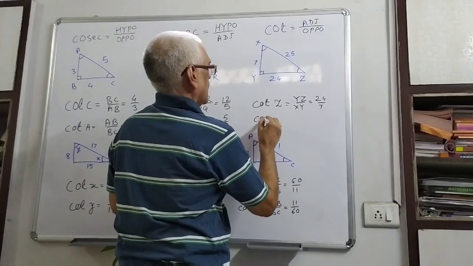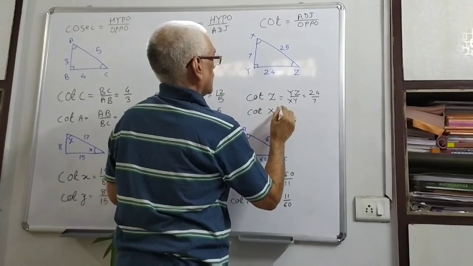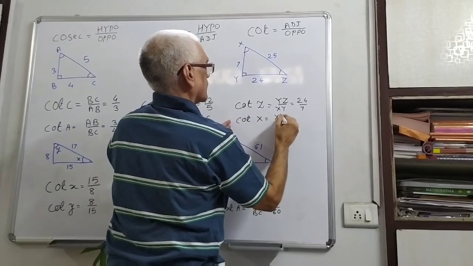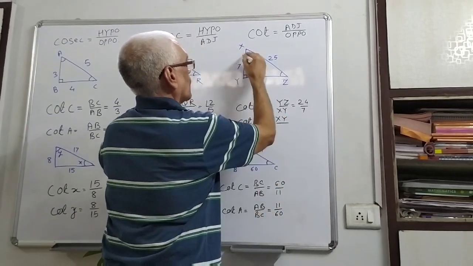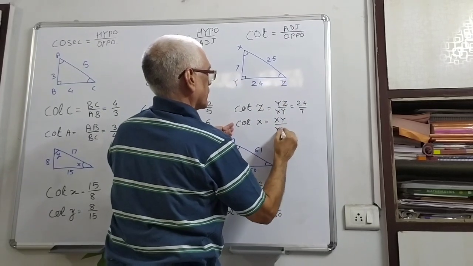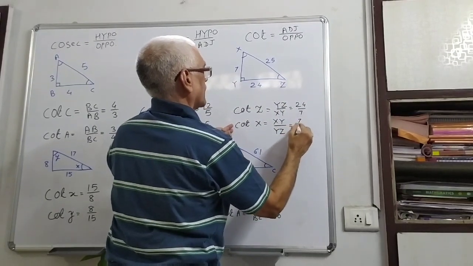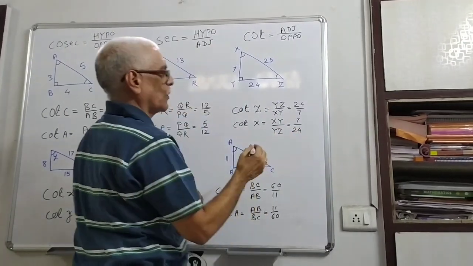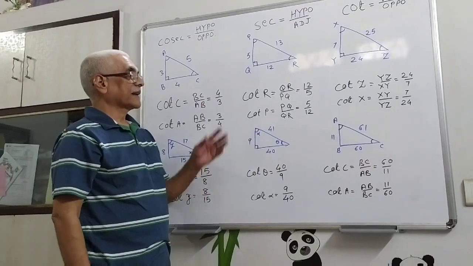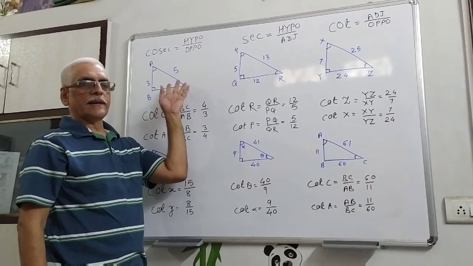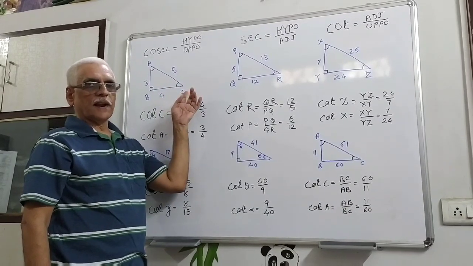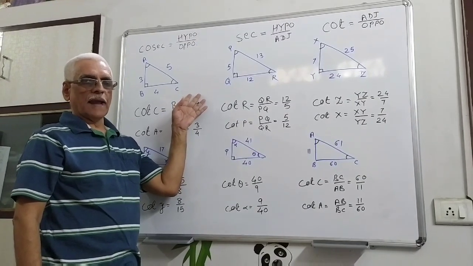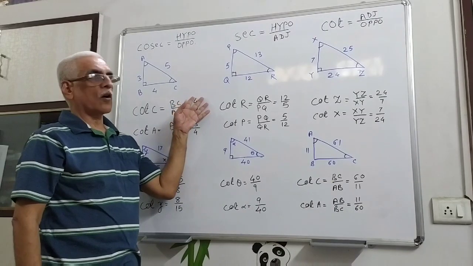Here cot X is equal to, now cot means adjacent. So adjacent to X, that is XY, upon opposite to X will be YZ. So XY is 7 and YZ is 24. So the value of cot X will be 7 upon 24. Thus, in case of a right angle triangle, we have two acute angles, and for each of them we are seeing 6 ratios: sine, cos, tan, cosec, cot and sec.